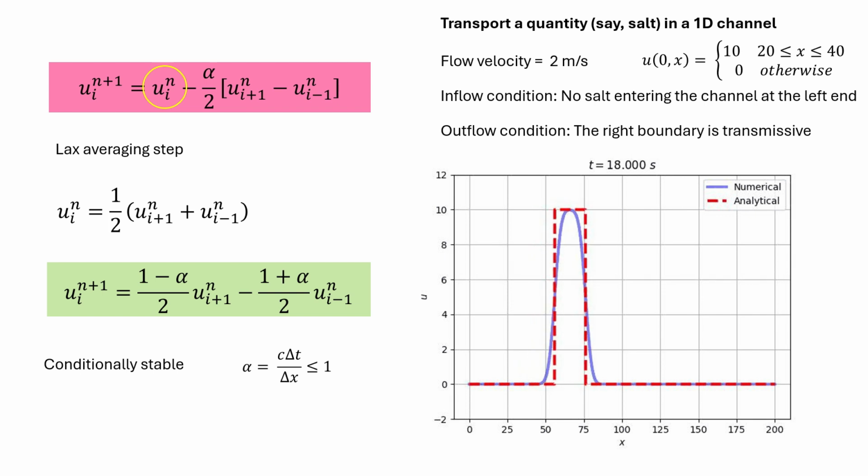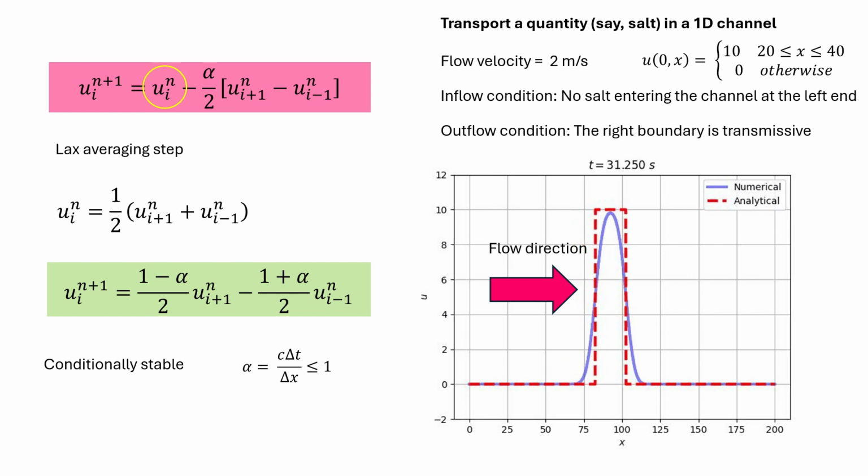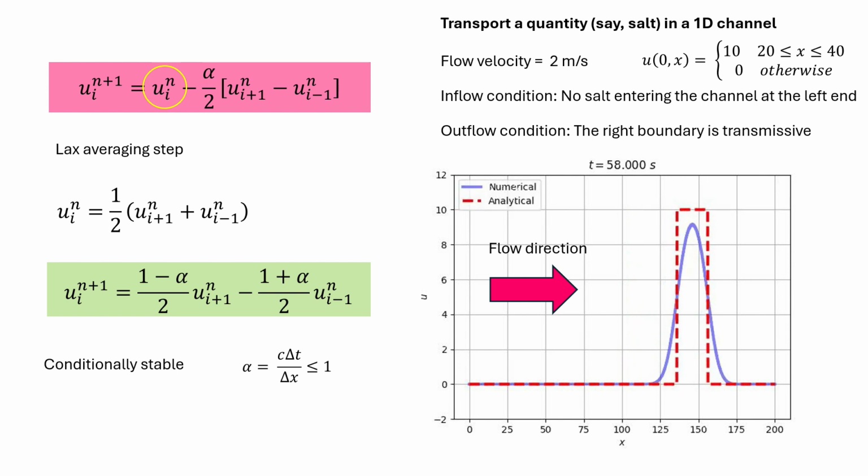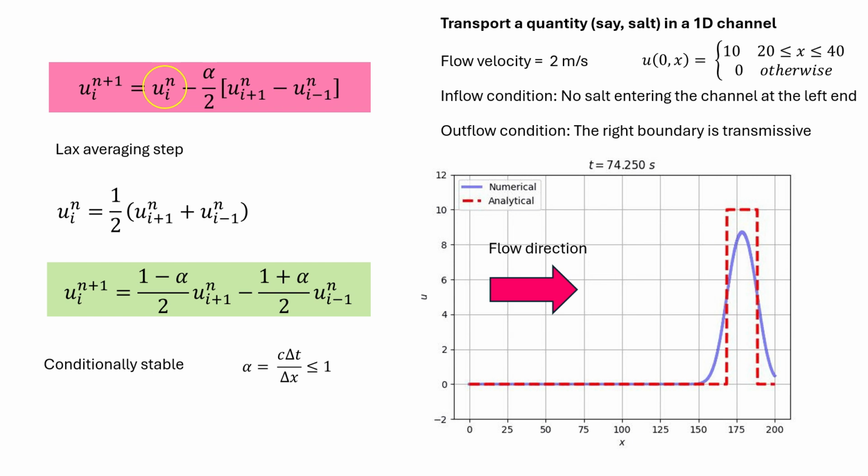As we can see, the flow direction is from the left to the right. The Lax method is designed to stabilize the numerical solution. However, the combination of averaging and the central difference approximation results in artificial dissipation. Over time, as the salt concentration propagates rightward with the flow, the section of the channel behind the initial pulse will eventually be empty of salt.